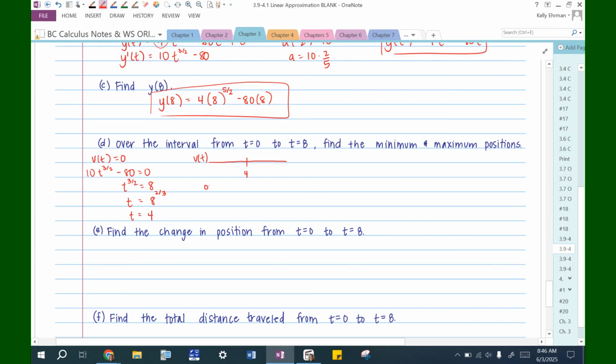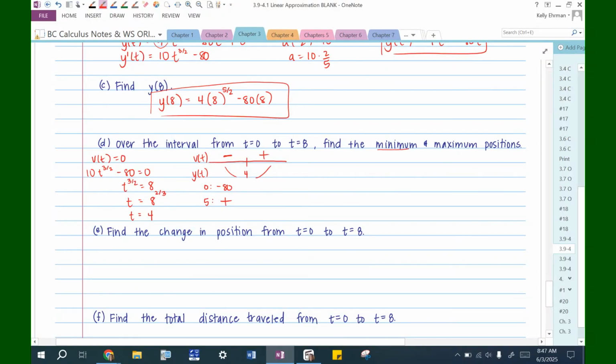So if you plug in something like 0 into v of t, you get negative 80. This is negative. And then if you plug in something like 5, now 4 gets you exactly 80 out of this. So 5 is going to be something higher than 80. So it's going to be positive. Something positive, something bigger than 80 minus 80. So that'll be positive. So that means that y of t is changing from decreasing to increasing. So there is a relative minimum at 4.